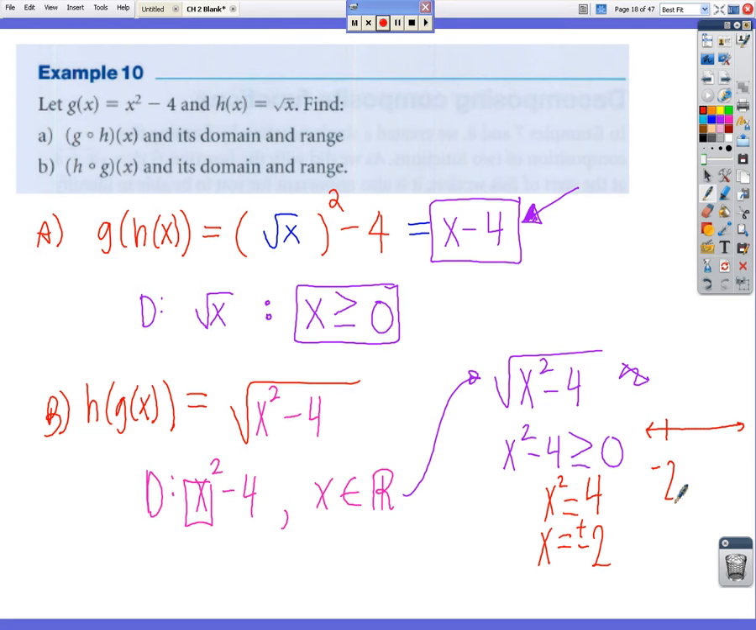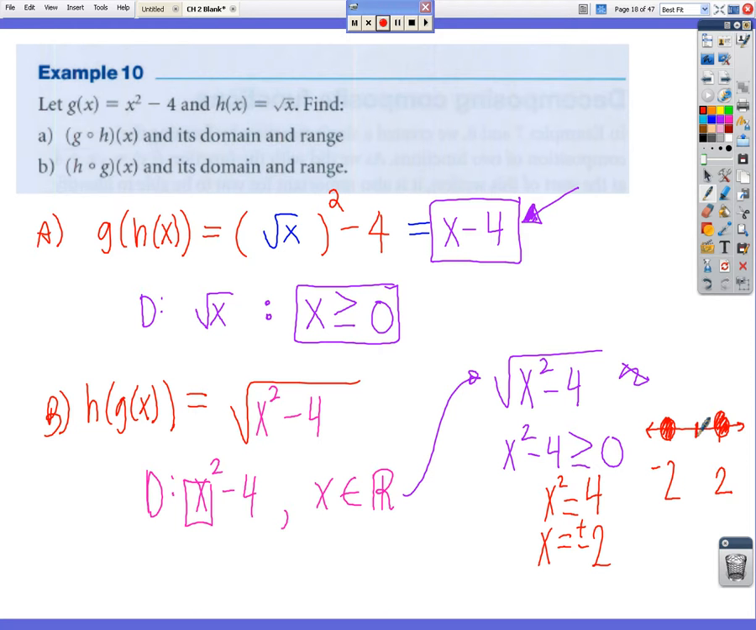I'm going to put negative 2 here, positive 2 here. I can take the square root of 0. What that means is if I put in positive or negative 2, I can take the square root of negative 2 squared minus 4. That would just give me 0. Then I'm going to test the value.